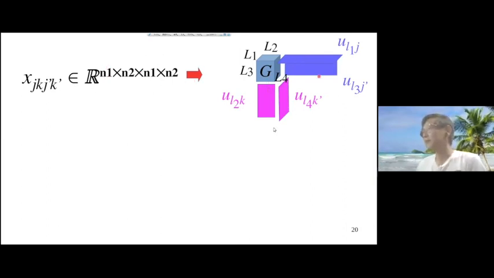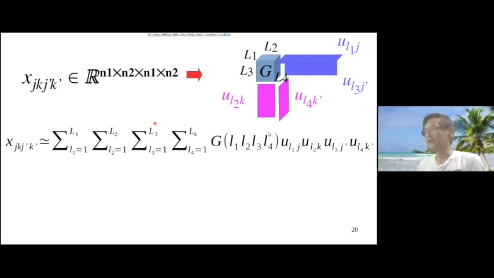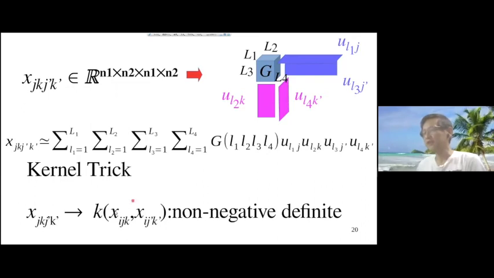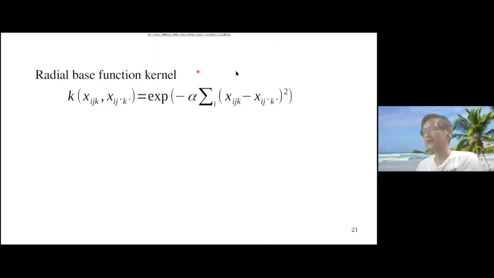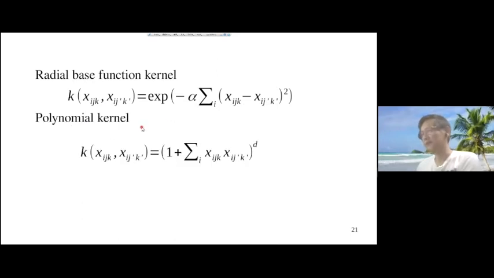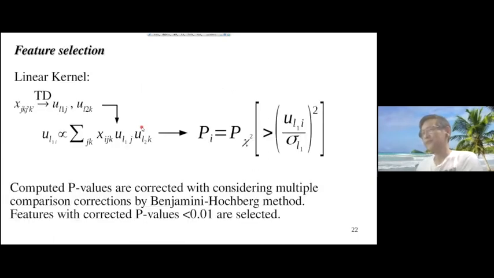We can get sample vectors. This can be mathematically written like this. We can also replace this part with any kernel, because this has the form of a linear kernel. For example, we can replace this linear kernel with a radial basis function kernel or polynomial kernels. So we can kernelize this strategy. For the linear kernel, we can easily compute a projection vector for this sample vector, so we can compute p-values and select a limited number of genes similarly.